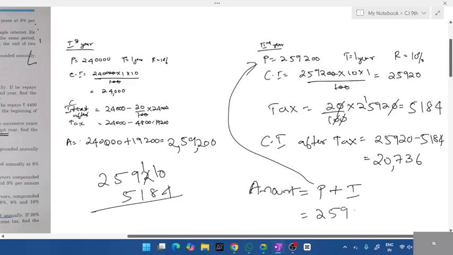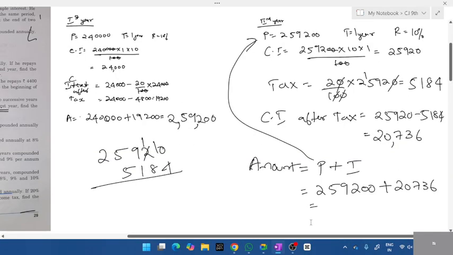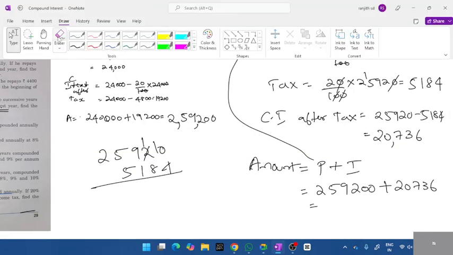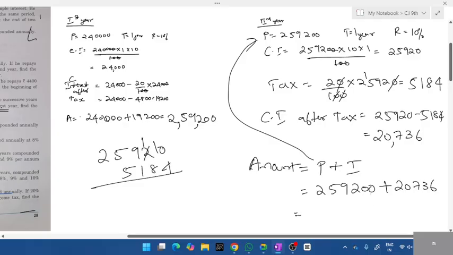2,59,200 plus 20,736. What's the final answer? Is it 2,79,000? 2,79,936.